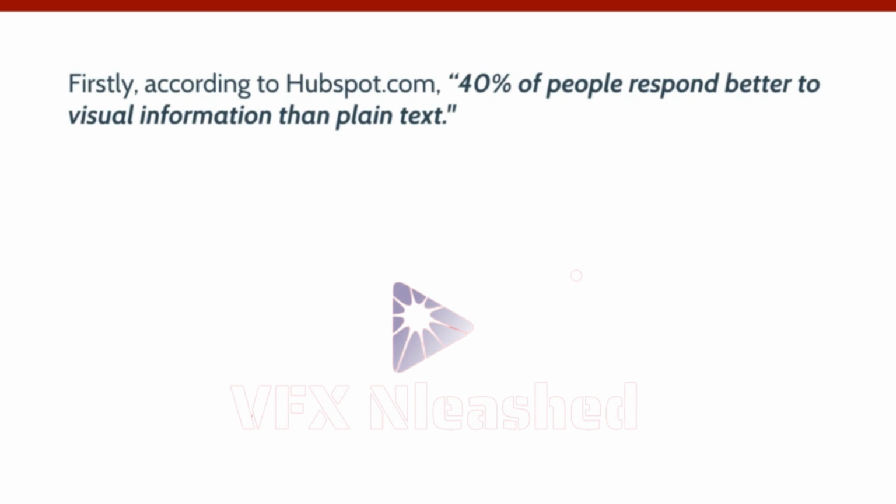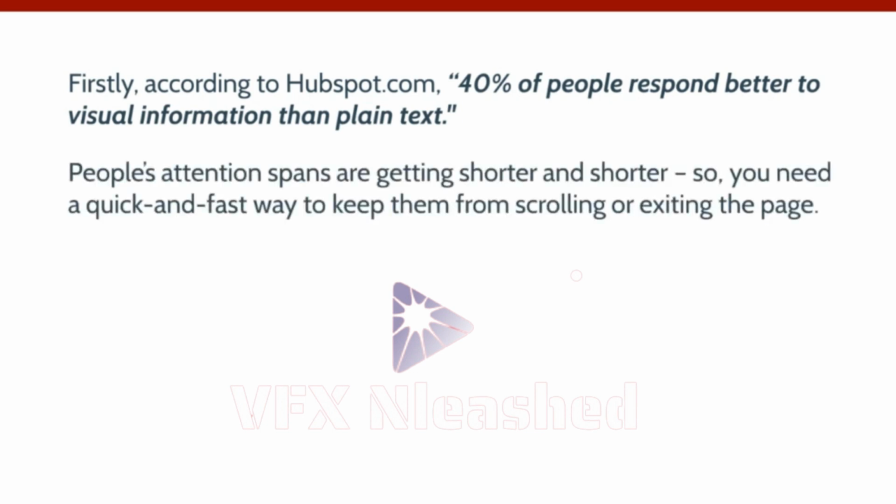So you don't want to send people from an image directly to an article that is full text. You want to send people directly from the image to content that is filled with either tons of images or videos with visual content as well. The reason for that is that people's attention spans are just getting shorter and shorter. So you need a quick and fast way to keep them from scrolling or exiting the page or leaving your site. And that's why Pinterest is so powerful, because when it comes to visual information, it grabs people in, it gets them really addicted to the social media platform.